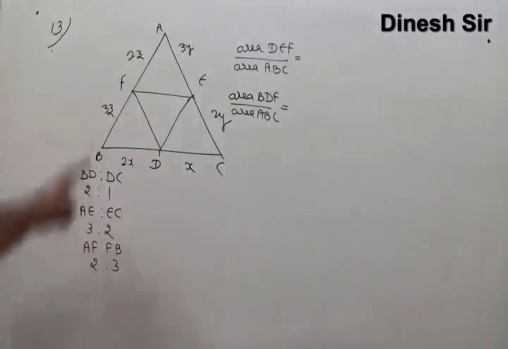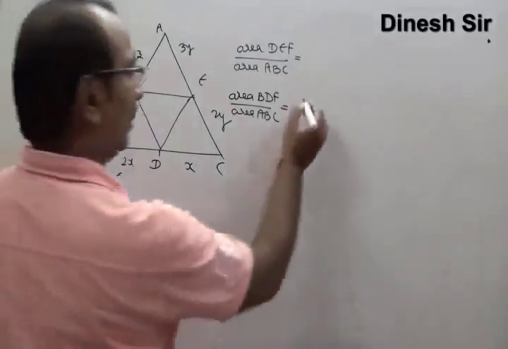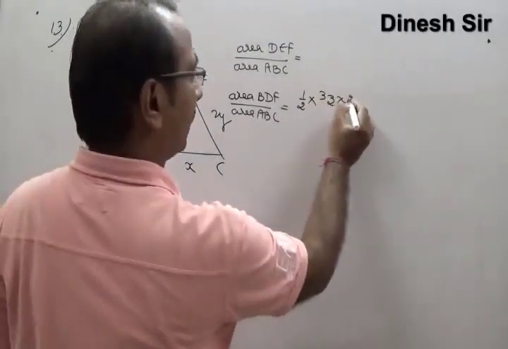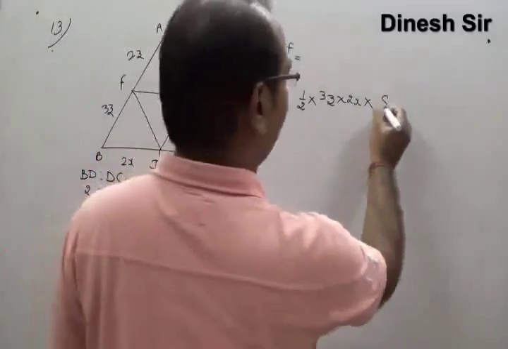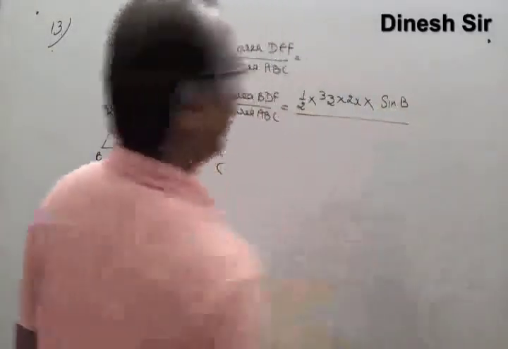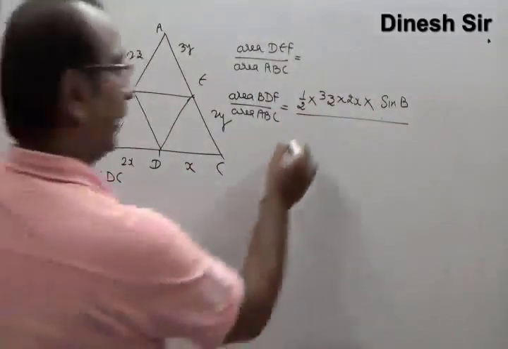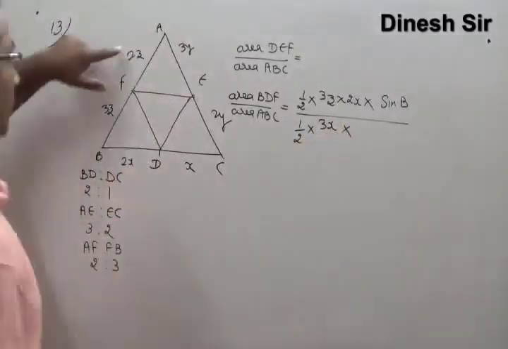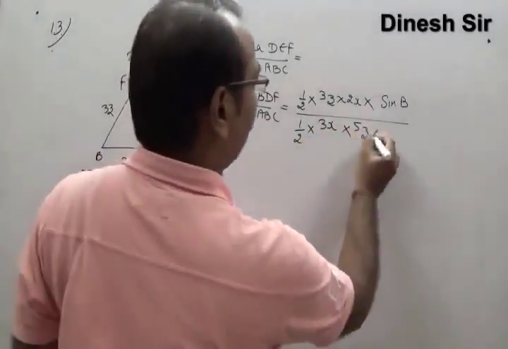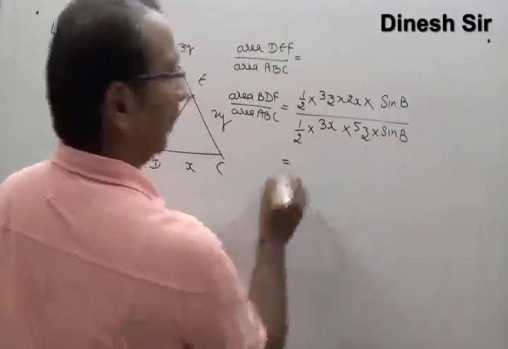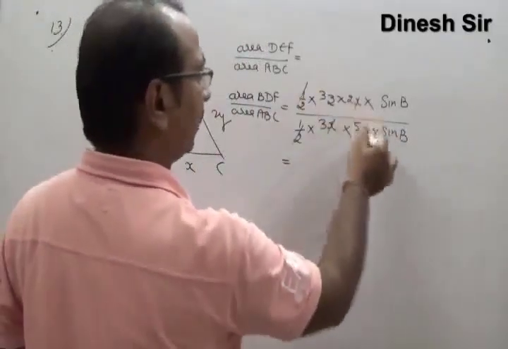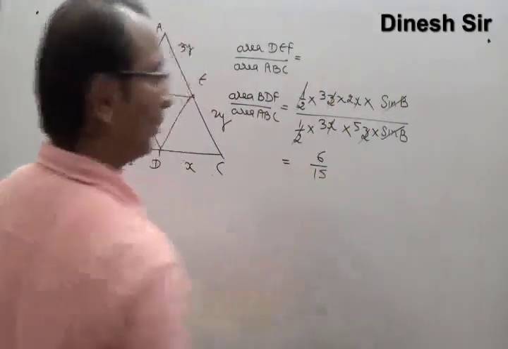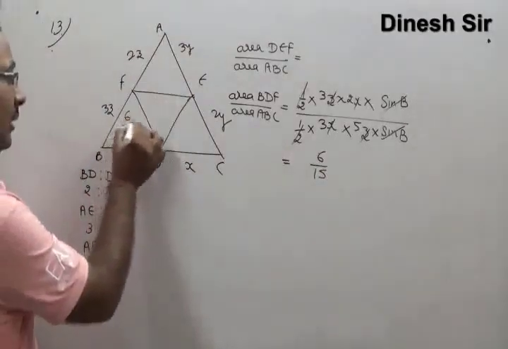Now, the area of the triangle BDF is half into the product of the sides, 3z into 2x into sine of the angle between them, sine B, upon the area of the triangle ABC, which is half into the side 2x plus x, that is 3x, into 2z plus 3z, that is 5z, into sine B. Now x, z and sine B will be cancelled out, so that is 6 upon 15. So the area of this triangle with the total is 6 by 15.